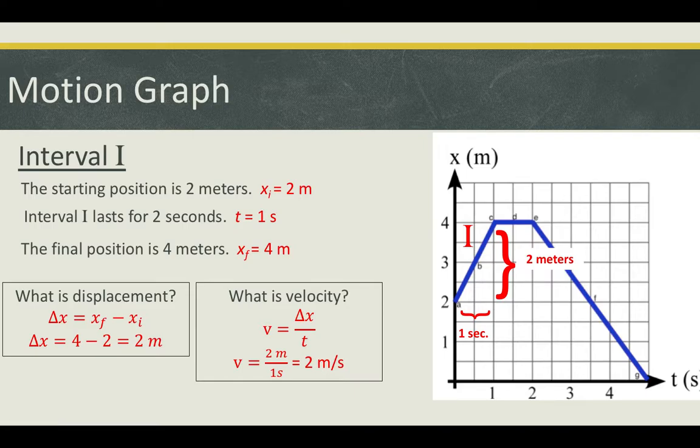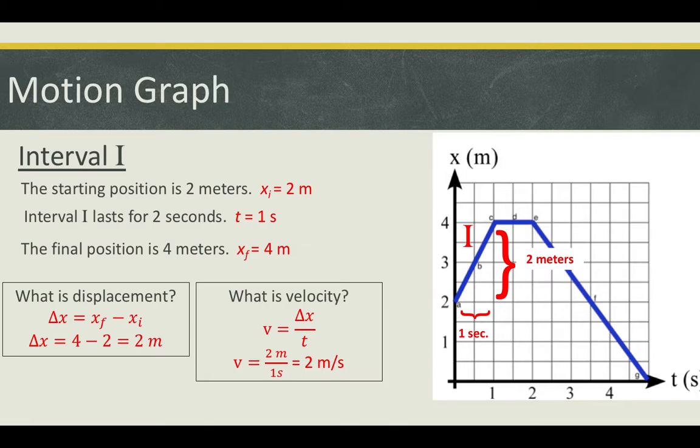The time interval was 1 second. We went from 0 to 1 second in this interval. So t was 1 second. And the final position right here is 4. That was our x sub f. So x sub f equals 4 meters. We just drop those straight into the displacement equation, and we find out the displacement is a positive 2 meters. So from here to here, the object moved a positive 2 meters.